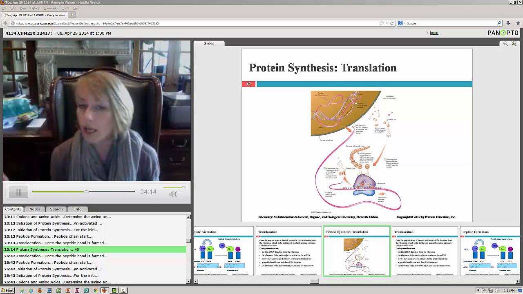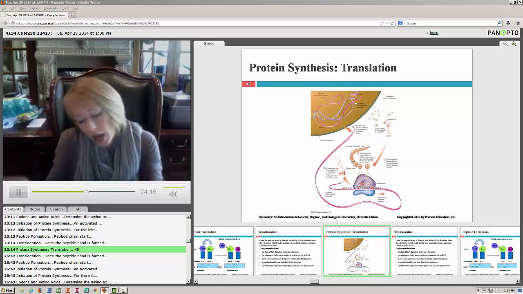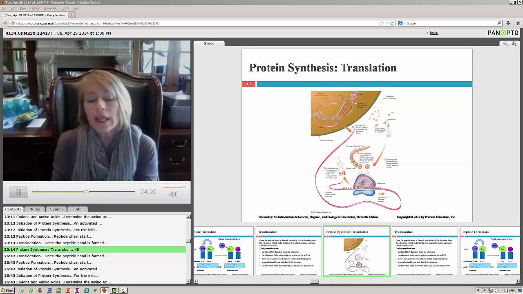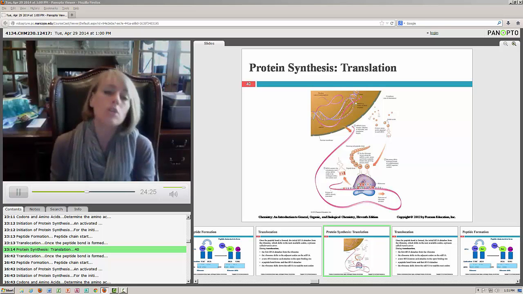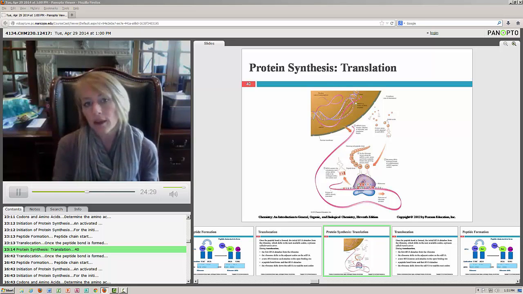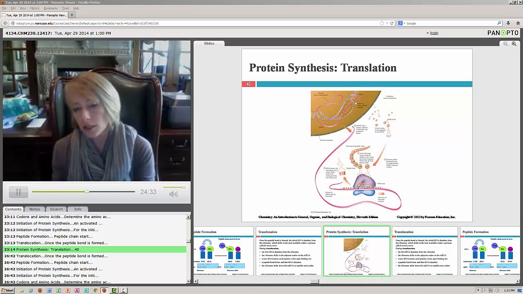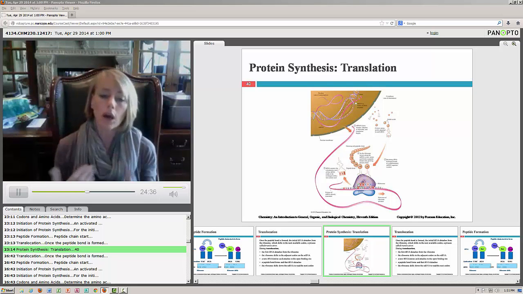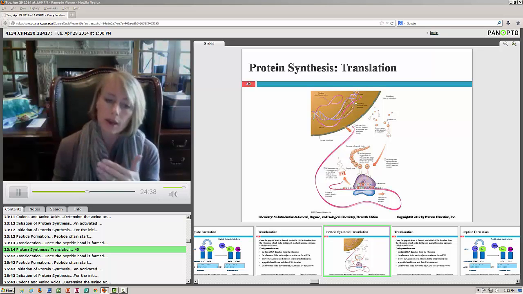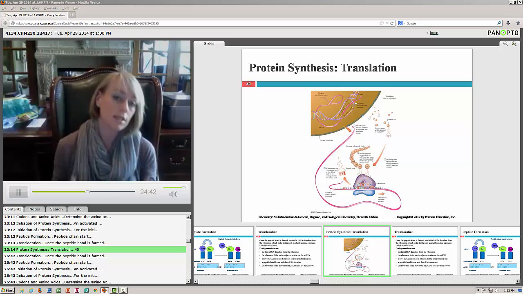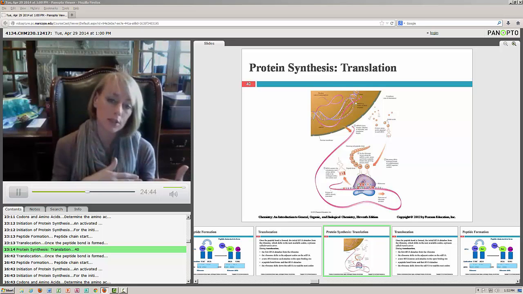The transfer RNAs will already be equipped with the bottom portion of the transfer RNA having the anti-codon. The anti-codon is the complementary base pairing to the codon. The complement, so if you had an A, the complement would be a U. If you had a G, the complement would be a C, and so on and so forth. Okay? So the anti-codon is the complement to the message, and the message is the complement to the original DNA strand.